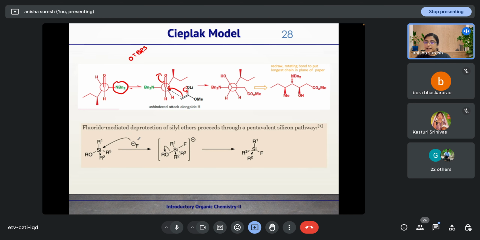And this TBAF is a fluoride source, and fluoride has affinity towards silicon. Fluoride will go and attack silicon. It will result in the formation of this intermediate, and OR will be leaving. We will get this byproduct, and our alcohol will be resulting.